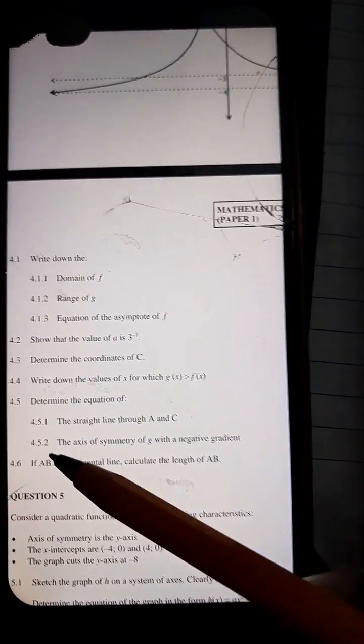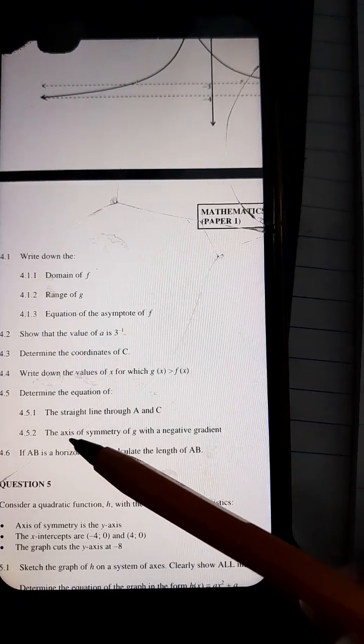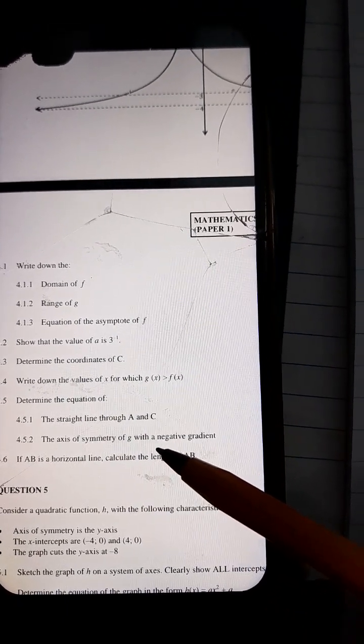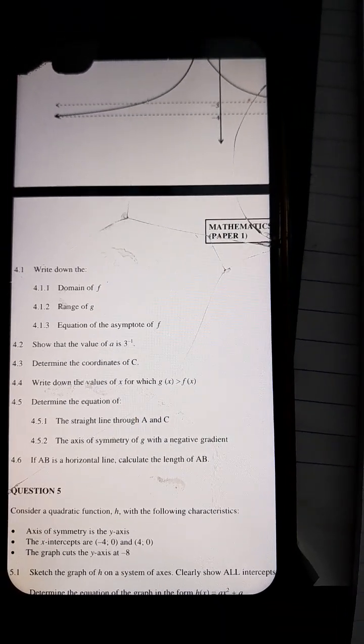Then at 4.5.2, they said, now determine the axis of symmetry of g with a negative gradient. I will also show you how you are going to get that one. Let's put that into practice.